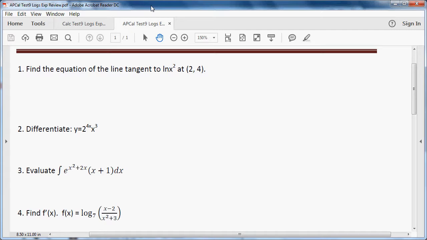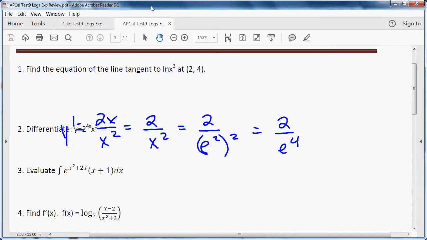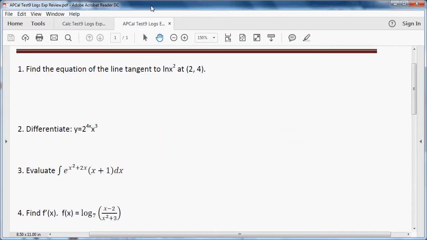First off, find the equation of the line tangent to natural log of x squared at 2, 4. Anytime we need the equation of a tangent line, there's two things we need. We need a slope and we need a point. And they gave us the point right out. It's 2, 4. So what we need to find is the slope, which, as we know in calculus, we find by taking the derivative.